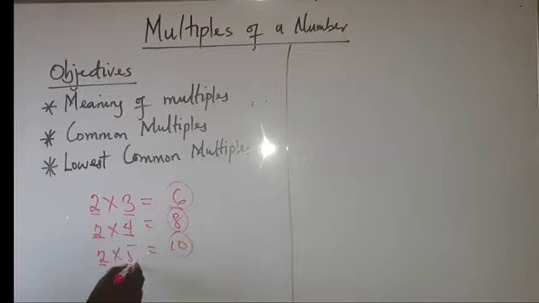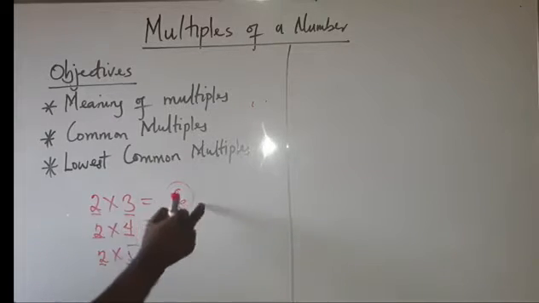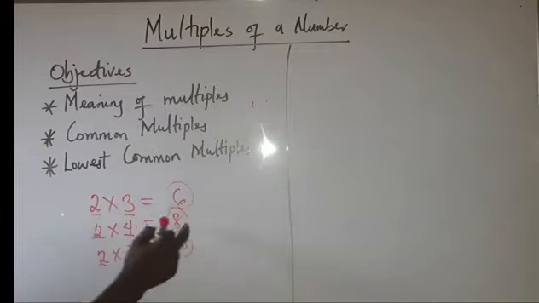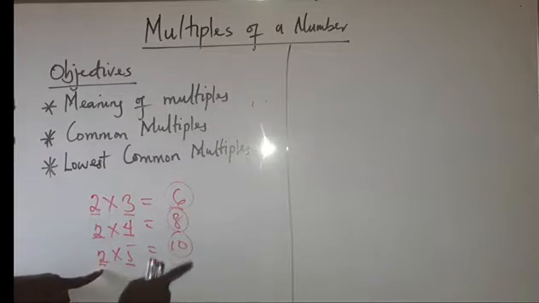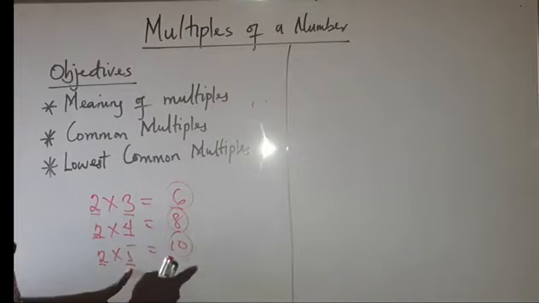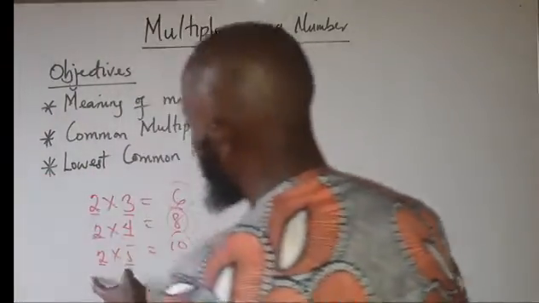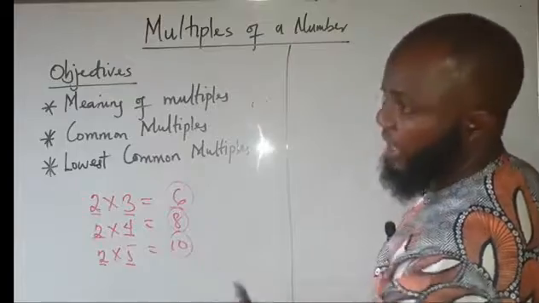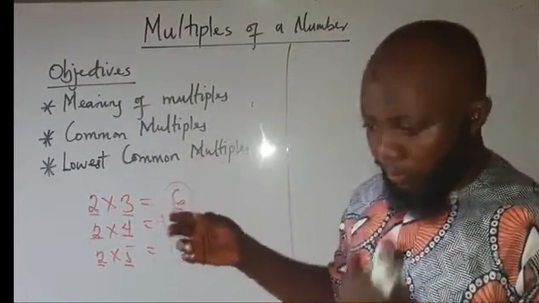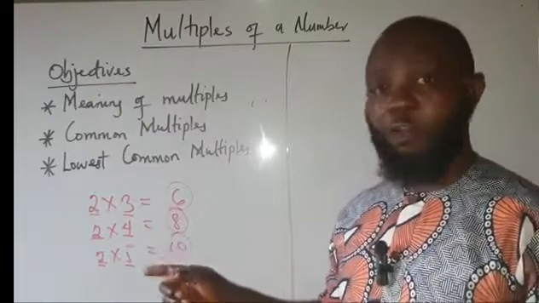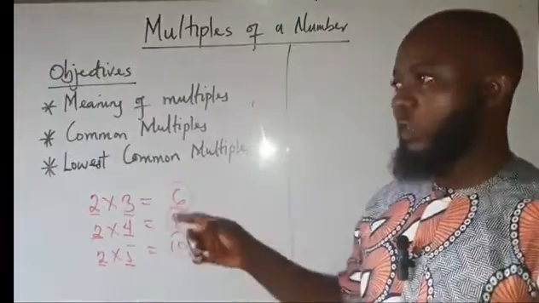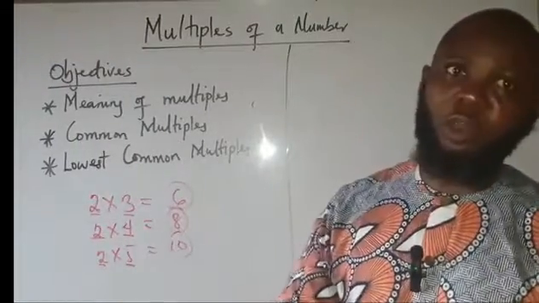3, 4, 5. So 6 is a multiple of 3 and also a multiple of 2. 8 is a multiple of 2 and 4. 10 is a multiple of 2 and also a multiple of what? 5. That means that 2 is a factor of 10. 5 is also a factor of 10 because you can divide 10 by 5 without having a remainder. You can as well divide 10 by 2 without having a remainder. So that's why I said that when a number is a factor of another number, the second number is a multiple of the first number, of the smaller number.